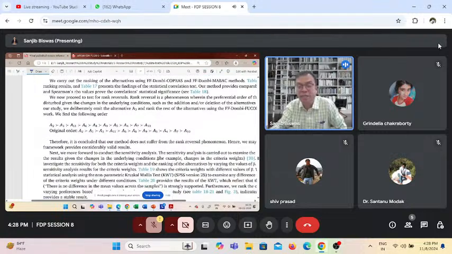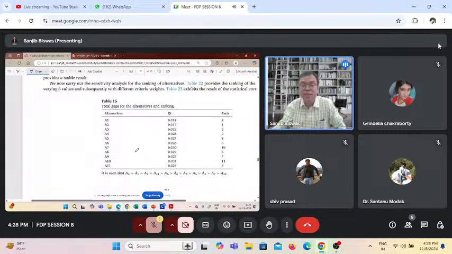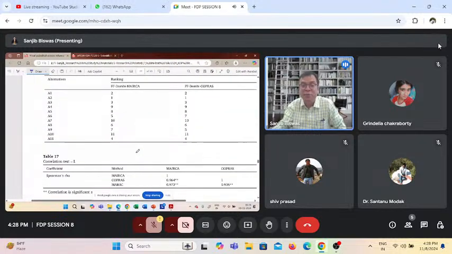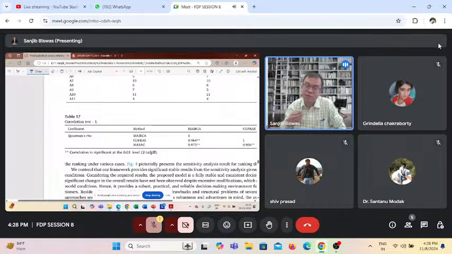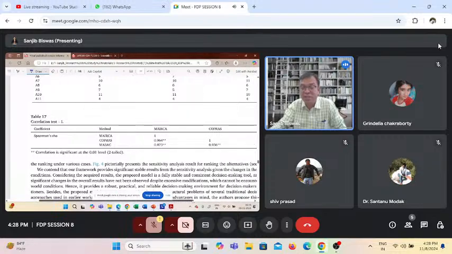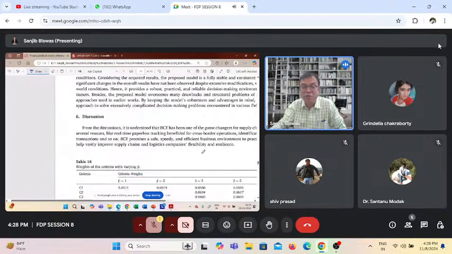So in this case, we deliberately remove some alternatives and criteria and we rank again. So we found that there is no such rank reversal phenomenon. Now we compared the same thing with other methods also, just to have the confirmation that they are in the same line. And this is the Spearman rank correlation test, which suggests that the method is all right.